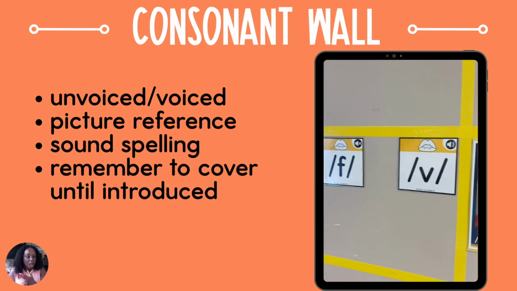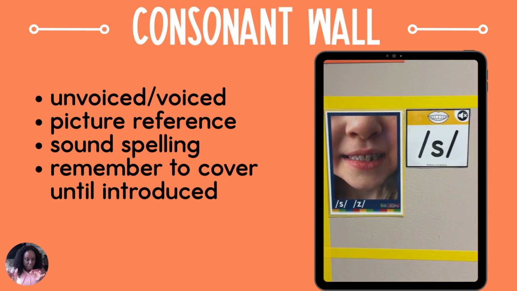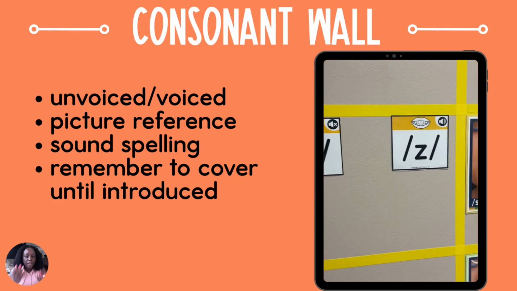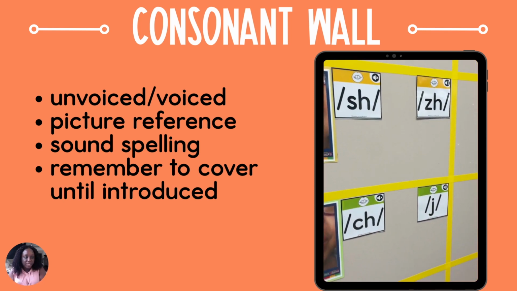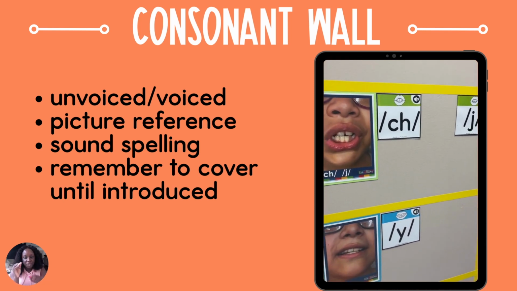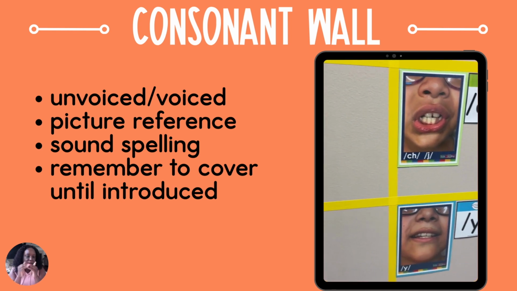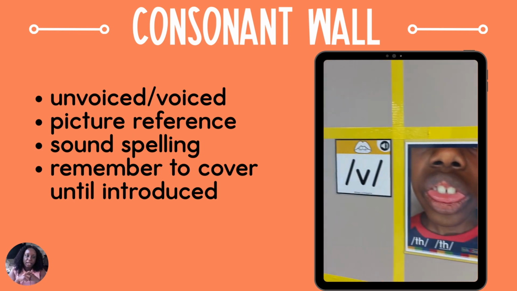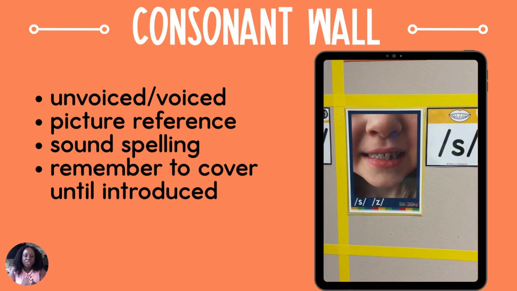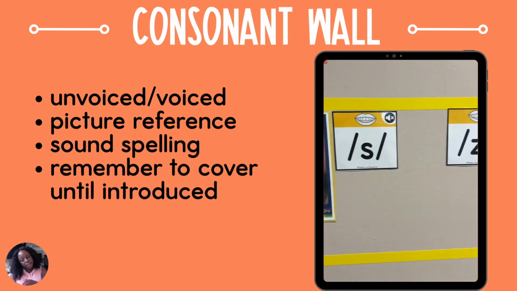You also want to always make sure you have a picture reference card under that. So for F, we could say fire, or for V, we could say volcano. You always want to make sure that you put a picture, like a reference card, under your sound. All right. You also want to make sure that you put all the sound spellings up.